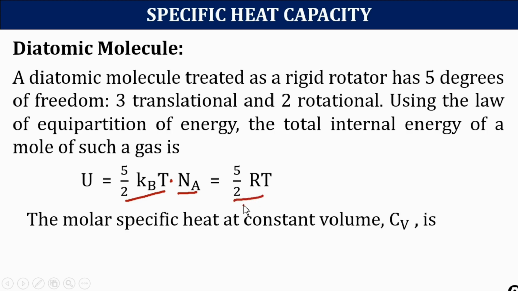In a similar fashion, we are now determining the molar specific heat capacity at constant volume, which is given as Cv is equal to dU by dT. Again, when the volume is constant, dQ is equal to dU, and for 1 mole of a substance Cv is equal to dU by dT. Hence, it should be equal to 5 by 2 R.